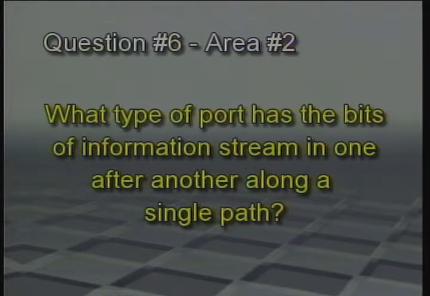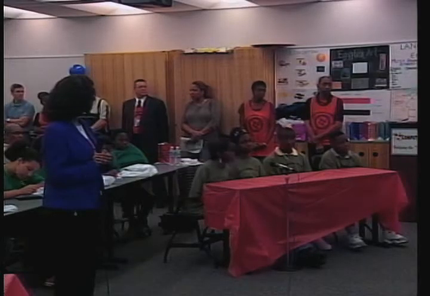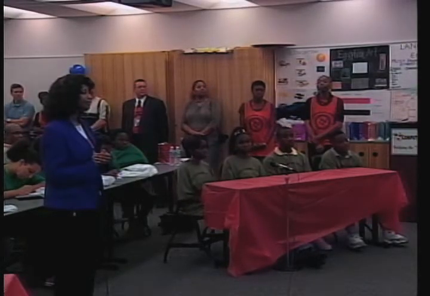Question number 6, back over to INS. What type of port has the bits of information stream in one after another along a single path? Is it A, parallel, B, serial, C, mouse, or D, game? B, serial. Correct.